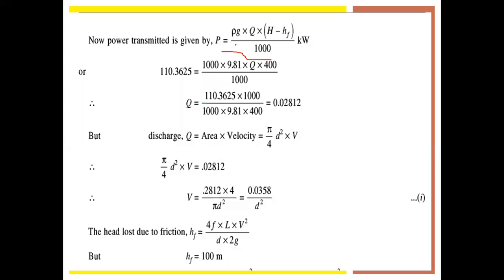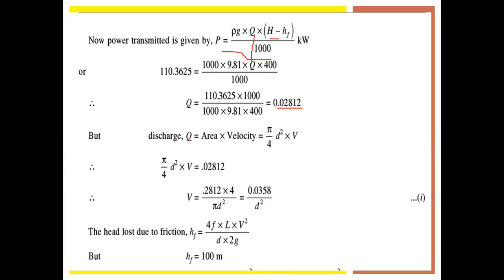Power transmission P is equal to rho g Q into (H minus HF loss) divided by 1000, in kilowatts. Applying the power P value, rho is 1000, g is 9.81, into Q. The value is 400 divided by 1000. After solving this, we get Q equal to 0.02812, the discharge.